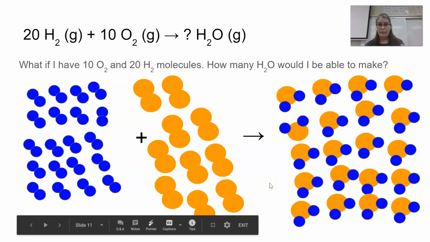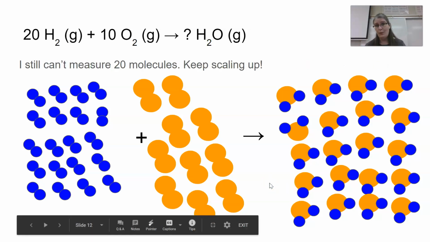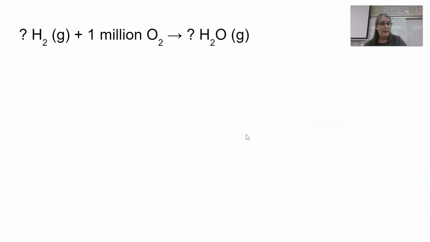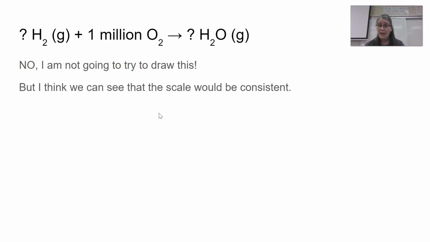Well, okay, but I still can't measure 20 molecules any better really than just one. So I'm gonna have to keep scaling up. Let's scale up a lot. Let's say I have 1,000,000 O2s, really big. Well, I am not going to try and draw that. If I do that, I think I can see that the scale would be consistent.